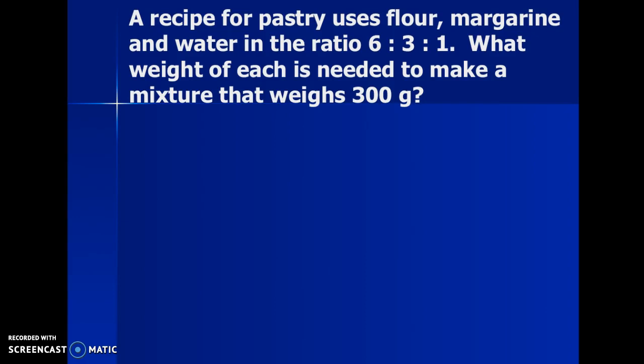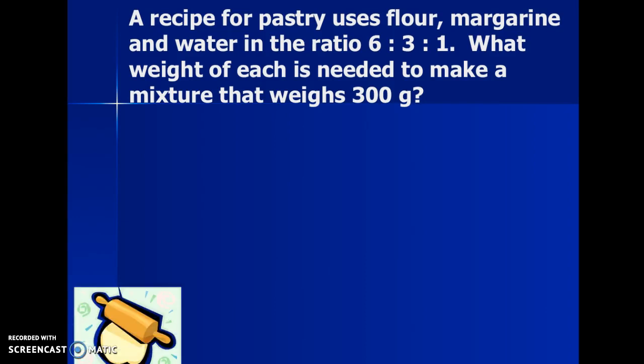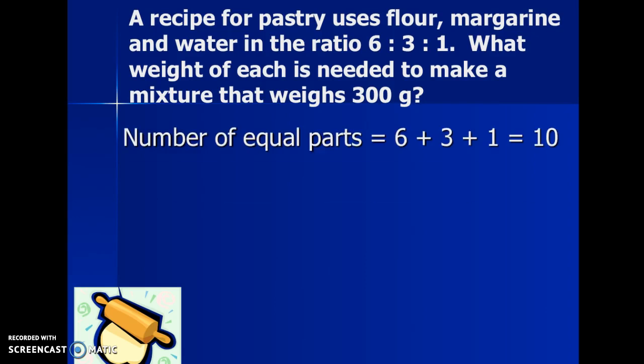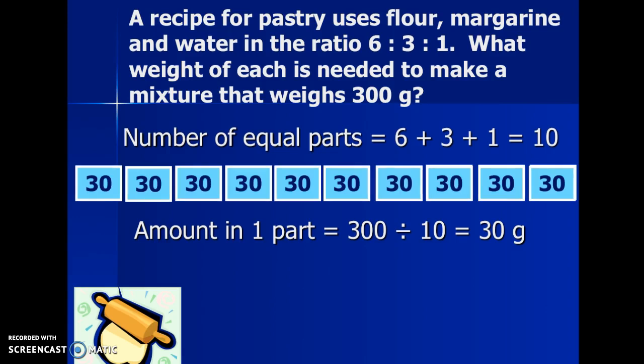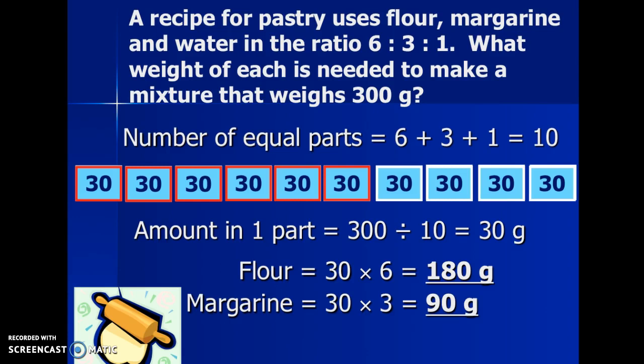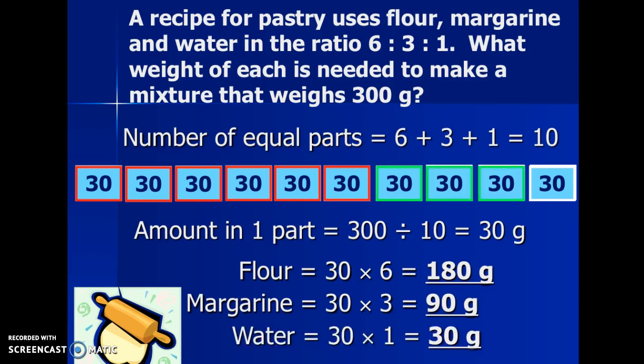Again, another example. This time the ratio has 3 parts. We were earlier looking at 2 parts. Do you see anything different so far? Nothing is different. 10 parts. So we have 10 rectangular boxes. And when we add those 30s together in those 10 boxes, we must get our weight of 300 grams, which we originally started with. So we can check the proportion of flour to margarine to water.